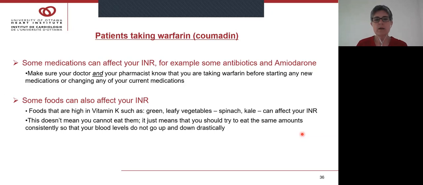So foods that are high in vitamin K, such as green leafy vegetables, spinach and kale, can affect your INR. So if you're somebody who likes to eat these foods, we say try to keep your intake the same and consistent so we don't get a fluctuation in your blood levels. And again, this only applies if you're taking Coumadin, not one of the new four medications.